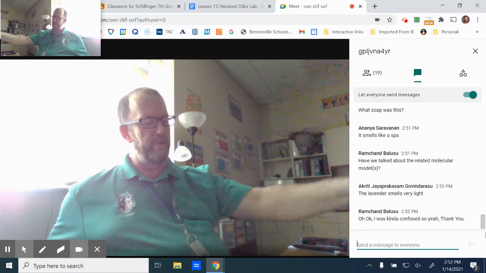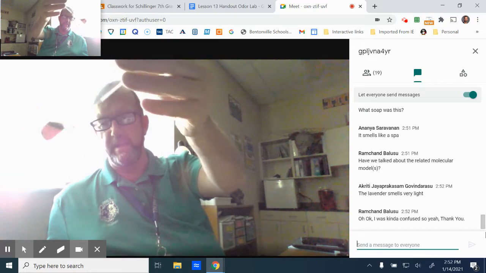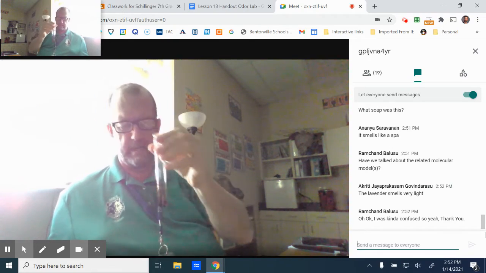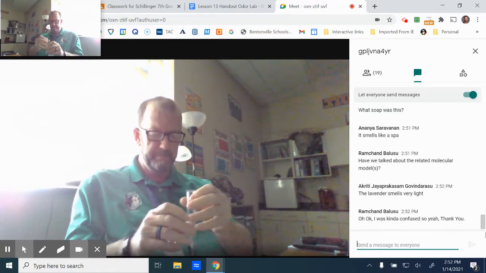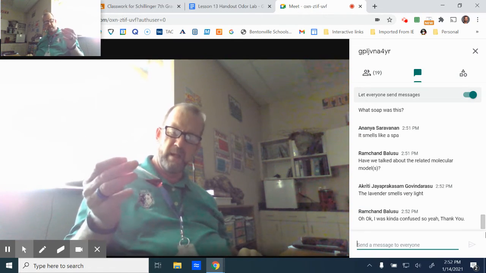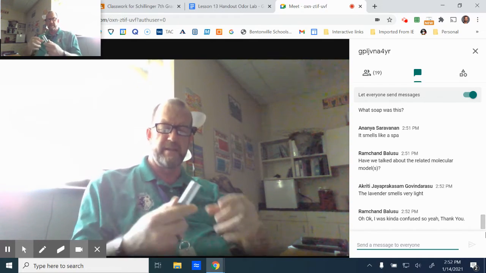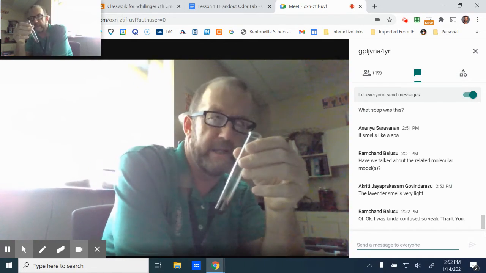Okay, going on to the third one that I have. It is a brown liquid. It is called vanilla. I'm actually using imitation vanilla. There's imitation vanilla, real vanilla, vanilla extract. They all smell really kind of the same.